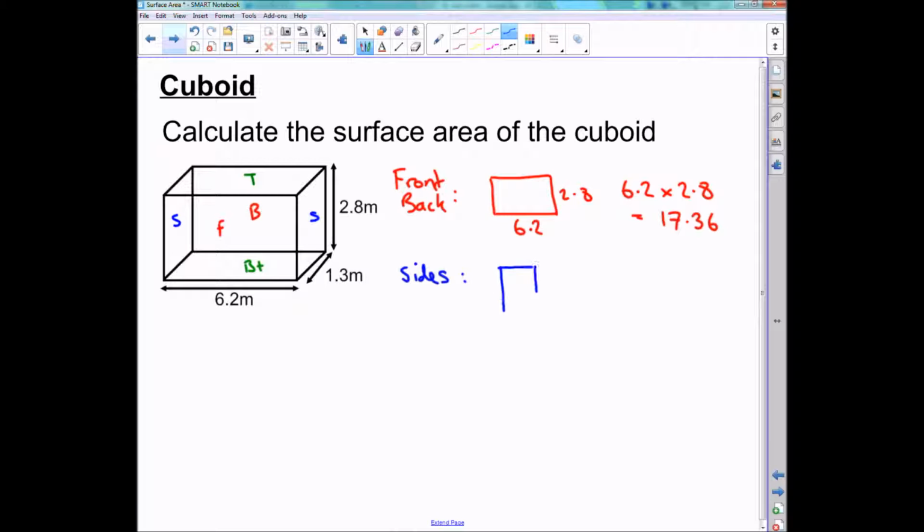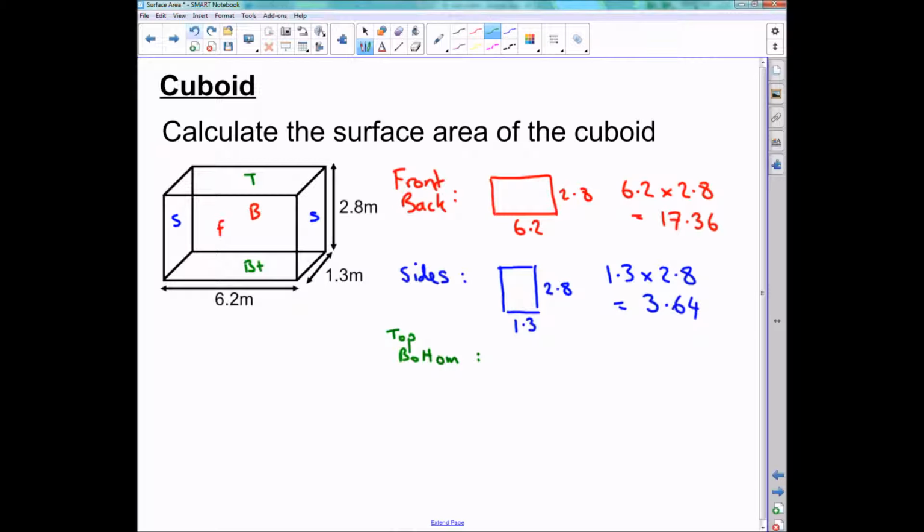So now that I've done the front and the back, I'm going to look at the side rectangle. So the side rectangle, again, I'm going to start off by drawing a little sketch of it. In this case, the sides both have a base of 1.3 and the height is 2.8. So to find the area of that, I've got 1.3 times 2.8. Again, I can use a calculator to work this out and I get an answer of 3.64.